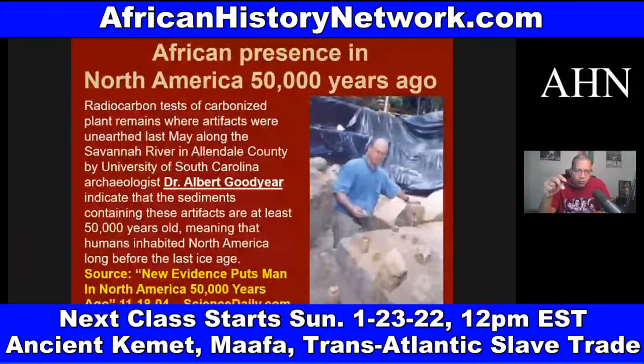Here is a summary of what the article says. Now, this is not my summary. This is the summary from ScienceDaily.com. Radiocarbon tests of carbonized plant remains, while artifacts were unearthed last May along the Savannah River in Allendale County, South Carolina, by University of South Carolina archaeologist Dr. Albert Goodyear, indicate that the sediments containing these artifacts are at least 50,000 years old, meaning that humans inhabited North America long before the last ice age.